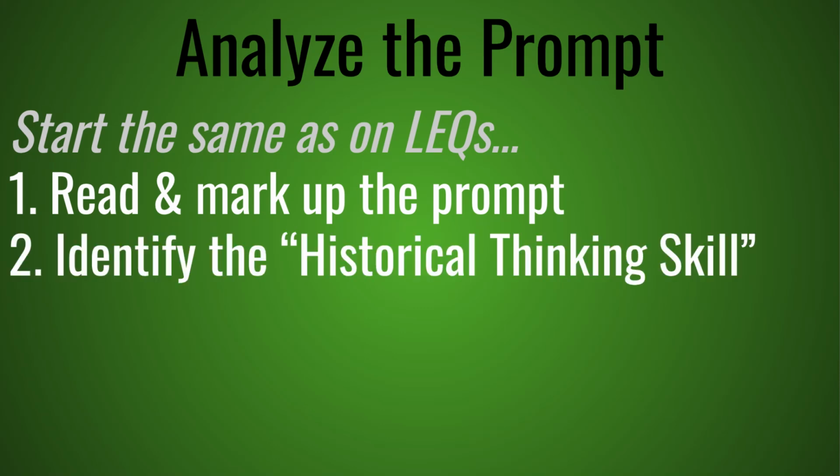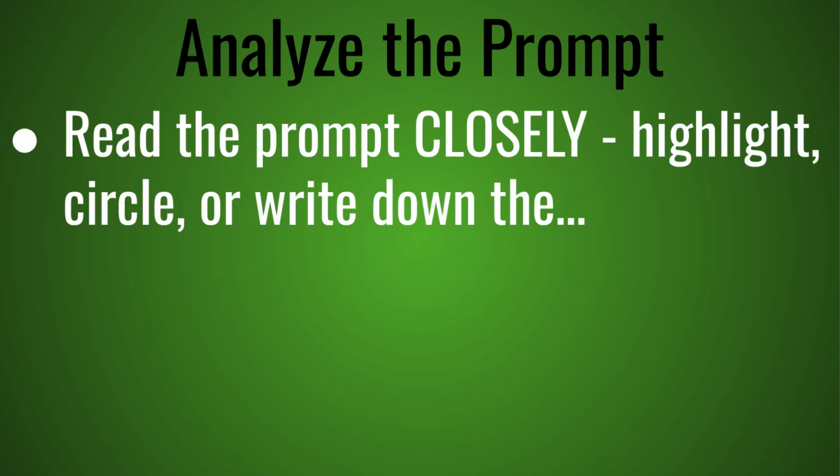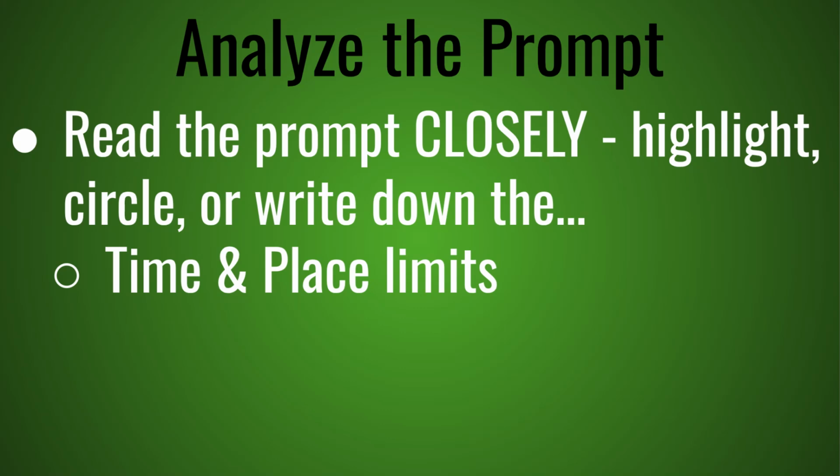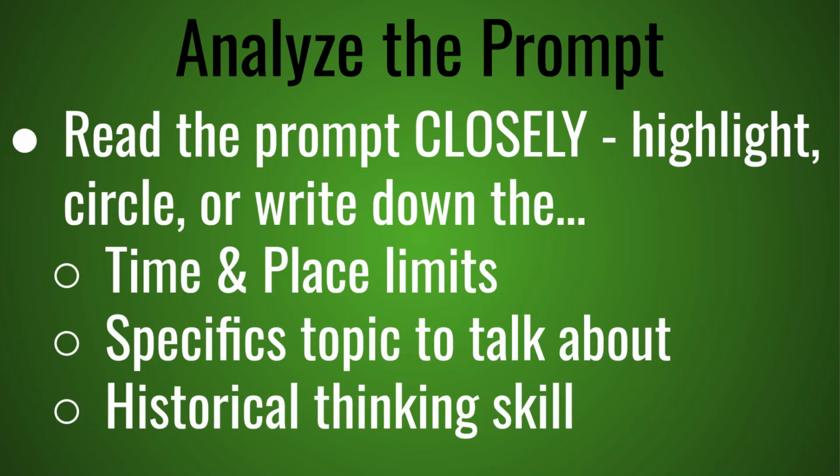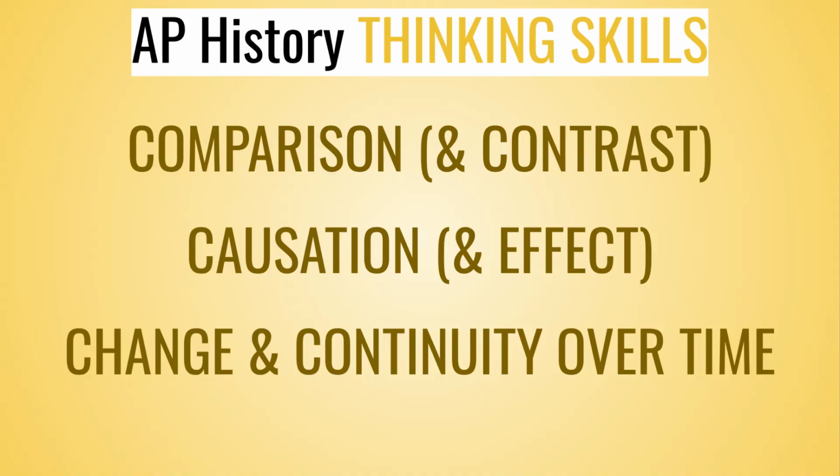We also want to identify that historical thinking skill. Every AP essay, both LEQ and DBQ, is going to ask us to do one of three things. If we can't remember them, we remember they usually start with C, most of them. As we read the prompt closely, we're going to highlight, circle, or write down the time and place limits, the specific things that we need to talk about, and then that historical thinking skill, which is one of these things: comparison, causation, or change and continuity over time.